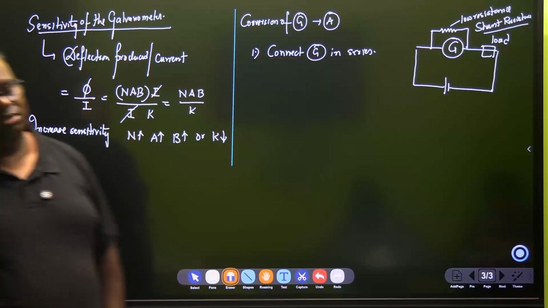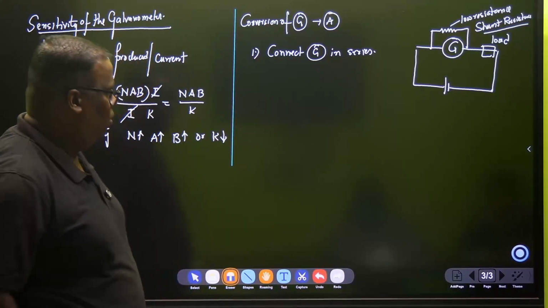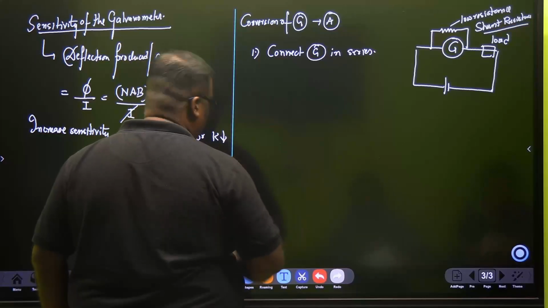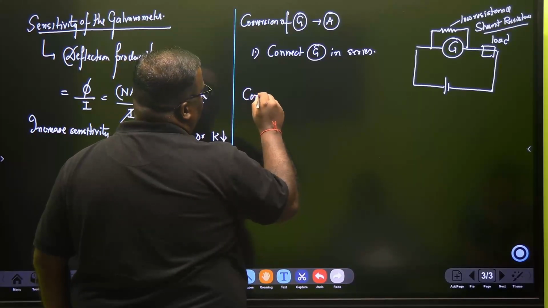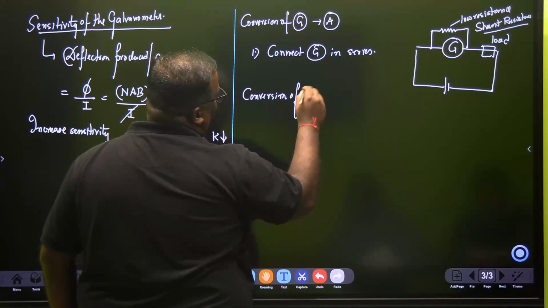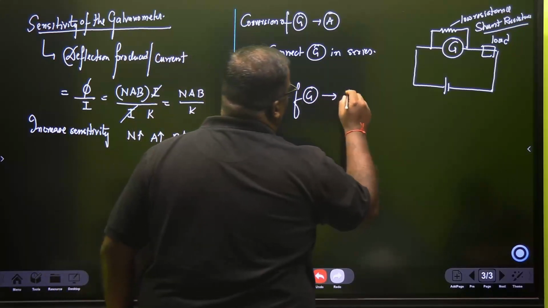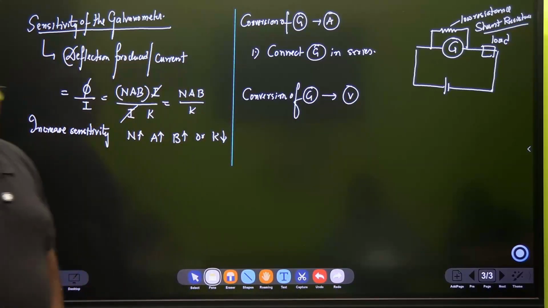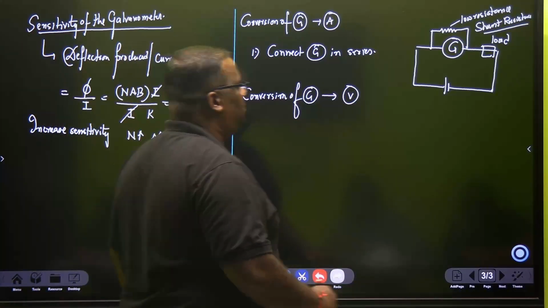Have you understood? Very good. Okay. Now, my next job and the last topic is conversion of galvanometer, I want to convert it into a voltmeter now. So what is the first job?